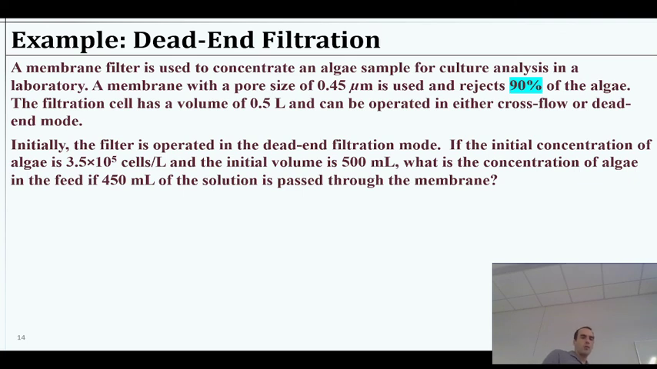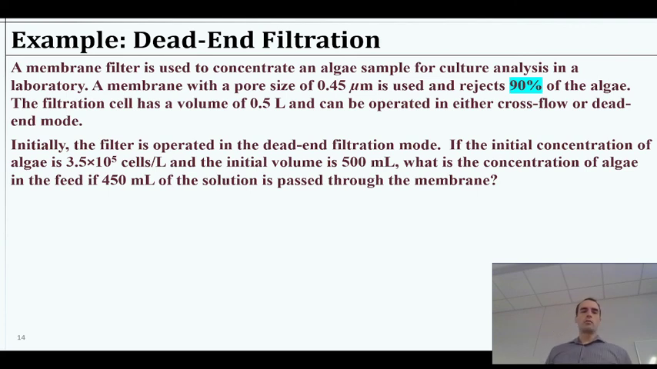Okay, so it says we have a membrane filter used to concentrate an algae sample for culture analysis in a laboratory. So it's a little bit like our orange juice example, right? We want to concentrate it. That's actually our goal this time. So we have a membrane with a pore size of 0.45 micrometers, and it rejects 90% of the algae. The filtration cell has a volume of half a liter and can be operated in either cross-flow or dead-end mode. Initially, we're dealing with the dead-end mode.